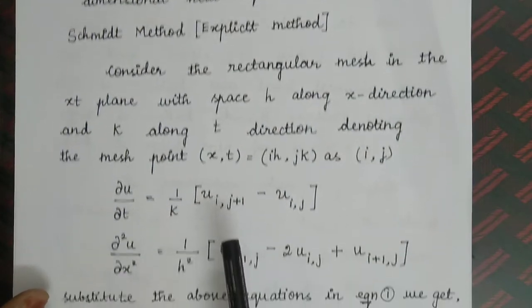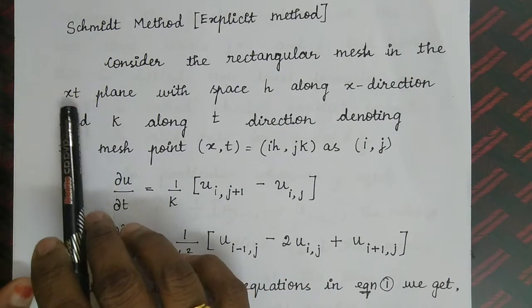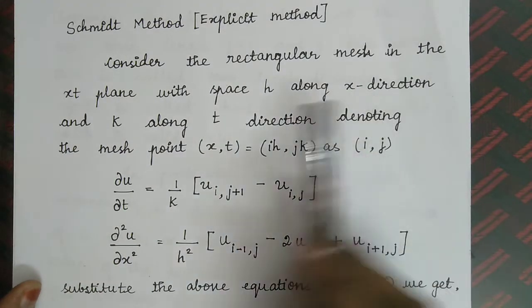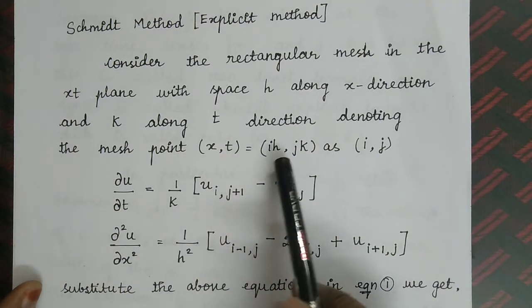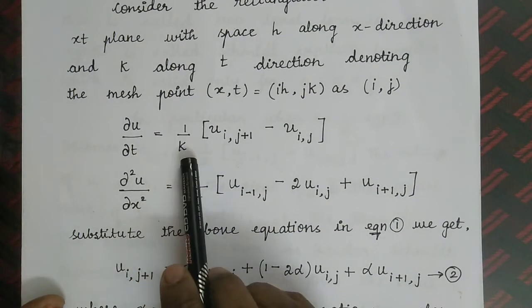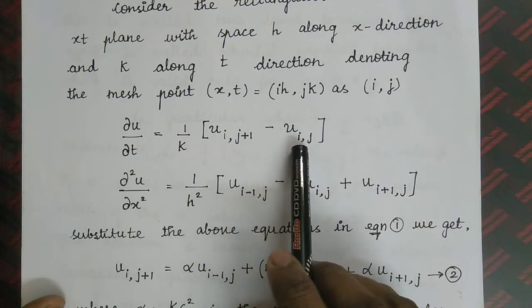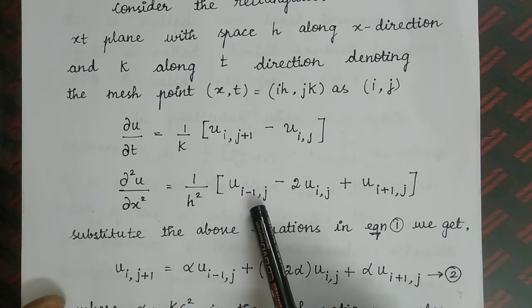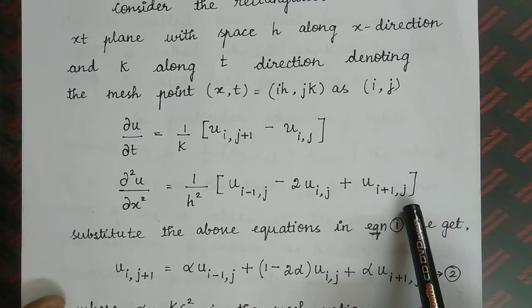What is the Schmidt method? The Schmidt method says to consider the rectangular mesh in the xt plane. Here it is not the xy plane, it is the xt plane, with the space h along the x direction and k along the t direction, denoting the mesh point (x, t) as (ih, jk), that is (i, j). Then ∂u/∂t = (1/k)(u_i,j+1 − u_i,j), and ∂²u/∂x² = (1/h²)(u_i−1,j − 2u_i,j + u_i+1,j).